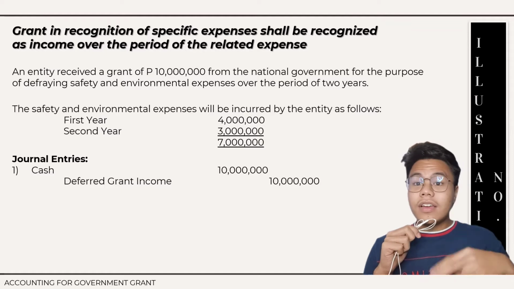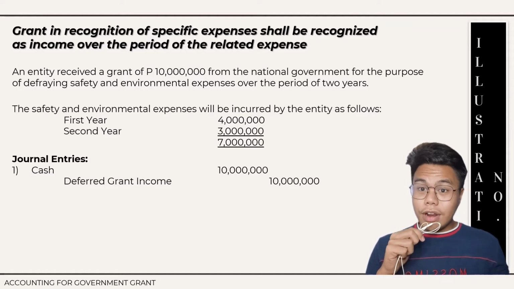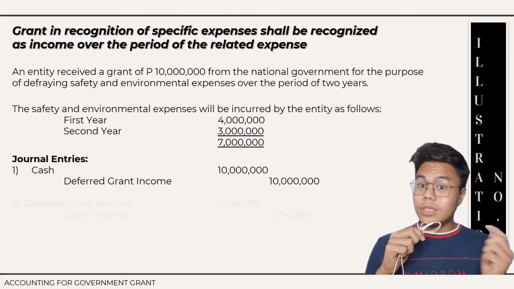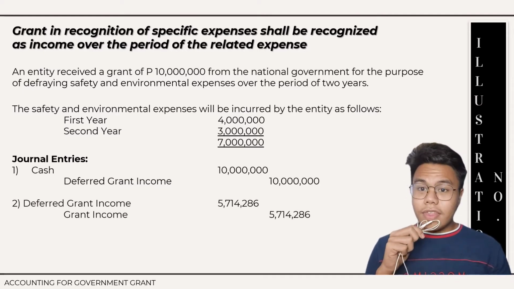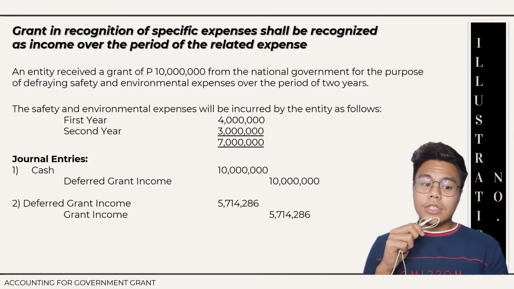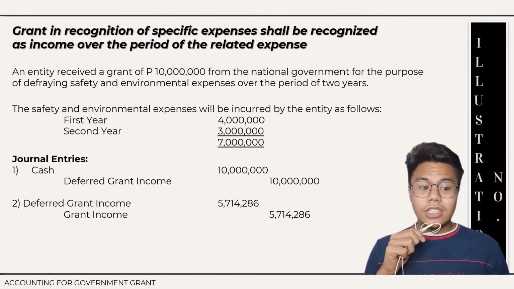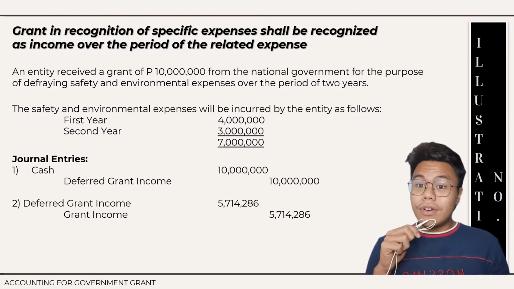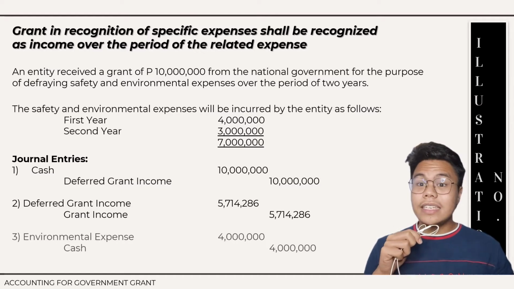So this is where we recognize the income for the period. Like I've mentioned, the percentage, the ratio. So to do that, over the 2 years, we have the first year of 4 to 7 kanina. 4 million over 7 million. And then, once you've got that, you would get 5,714 and 286 pesos. So that is where we would recognize the grant income by doing the following transaction, which is, for the second one, we have debit deferred grant income and then credit grant income to recognize the income.